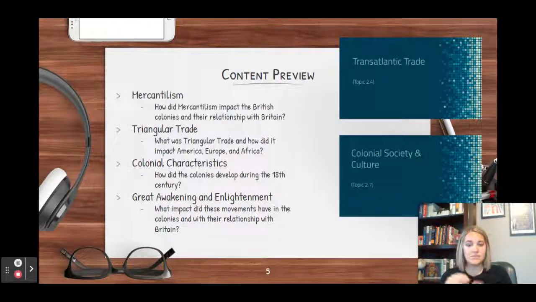And then there are some social, religious, intellectual movements that develop called the Great Awakening and the Enlightenment. These are 2 very important terms that are actually in period 2 and period 3. So it's really essential that you are able to define both of them and then also tell how they impact the colonies and their relationship with Britain. So that's what you're looking at this week.